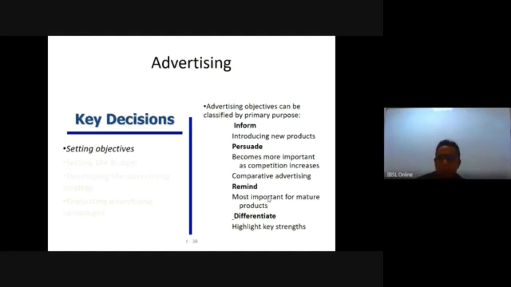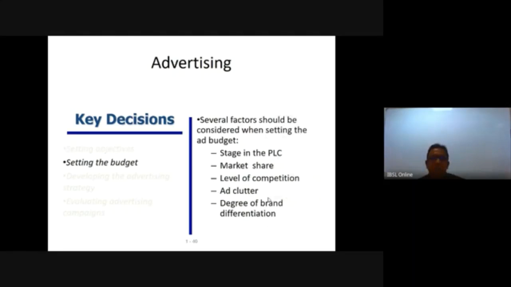Otherwise, people will forget. So advertising is used for different purposes: to inform the customer through a message, persuade the customer through messages, remind the customer, and differentiate your product from the rest. And setting the advertising budget. Again, I think we discussed this: the stage in the life cycle, the market share, level of product, level of competition, ad clutter, degree of brand differentiation.